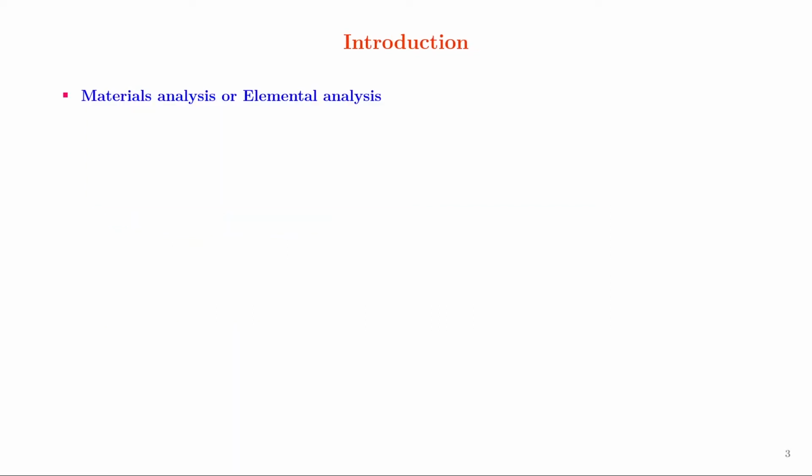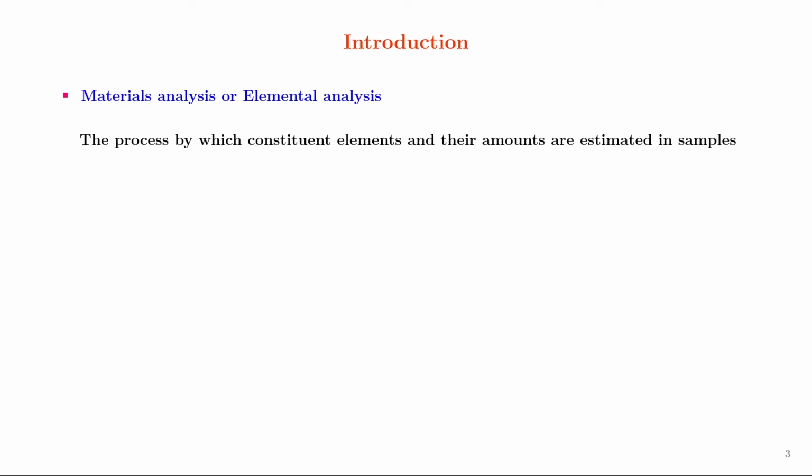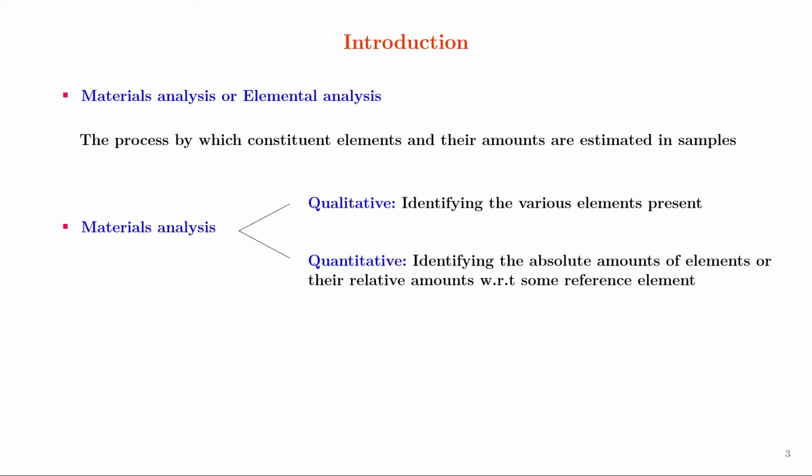We come across various types of material samples in different contexts. Often, it becomes necessary to know what are the various constituent elements present in such samples, as well as the amounts of these elements. The procedure adopted for getting such information is generally referred to as material analysis or elemental analysis. Material analysis has two aspects.